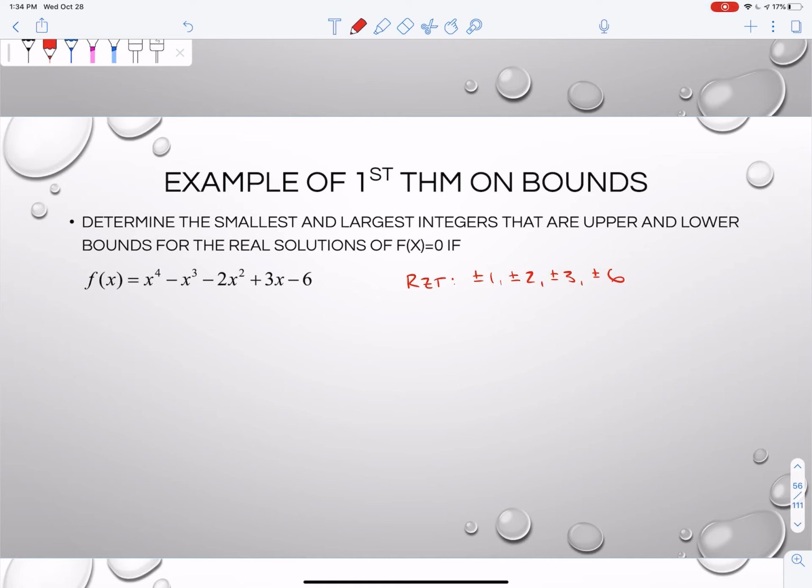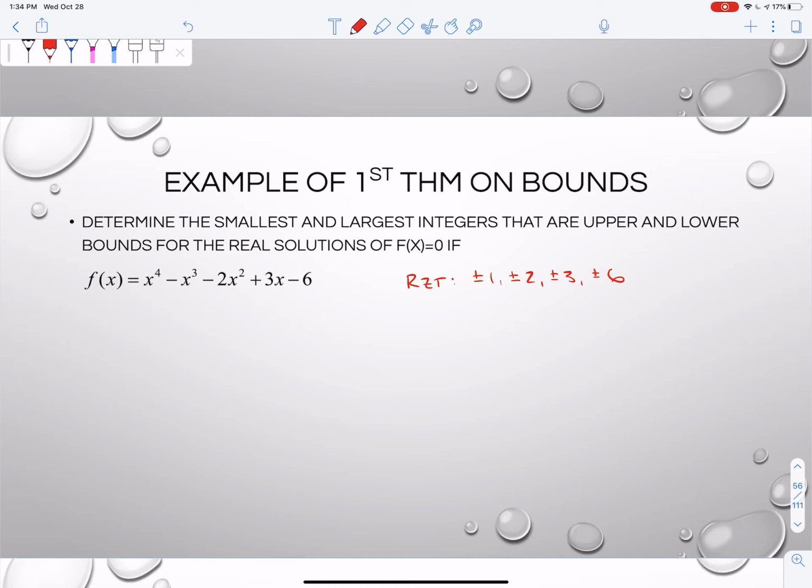Okay, so again, synthetic division process, I'm going to drop down that first term. So I have a 1. I'm going to multiply 3 times 1 is 3. I add, I get 2. 2 times 3 is 6. I add, I get 4. 3 times 4 is 12. I add, I get 15. 3 times 15 is 45. And I add, and I get 51.